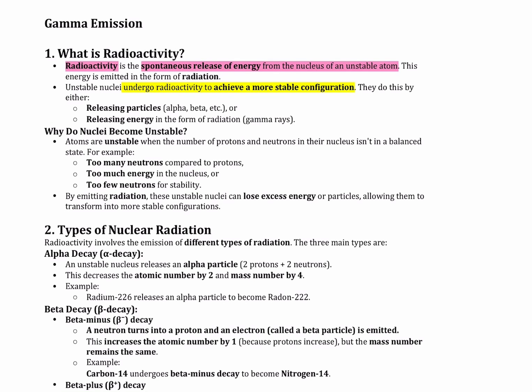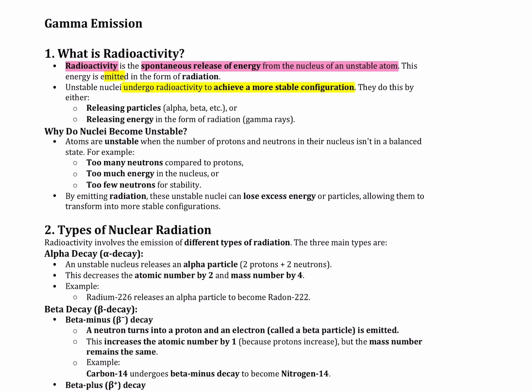In regards to gamma emission, it's very important to understand what even is radioactivity. Radioactivity is the spontaneous release of energy from the nucleus of an unstable atom. This energy is emitted in the form of radiation. When you see emitted, think of the word lost. It's the opposite of absorbed.